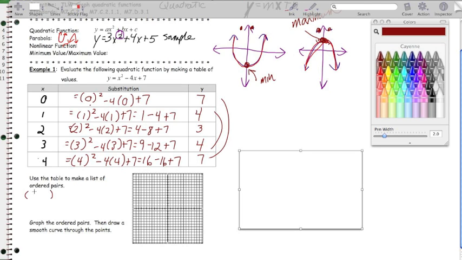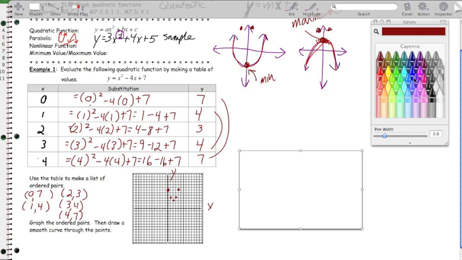First one is 0, 7. Second one is 1, 4. Then I have 2, 3, 3, 4, and 4, 7. Now I'm going to go ahead and plot this, and this graph is kind of tiny, so I'll do my best. 0, 1, 2, 3, 4, 5, 6, 7. 1, 1, 2, 3, 4. 2, 3. 3, 4. And 4, 7 brings me back up.